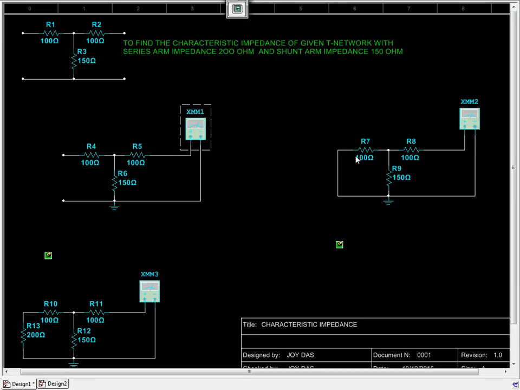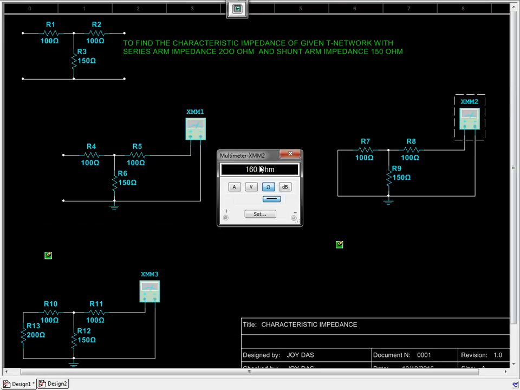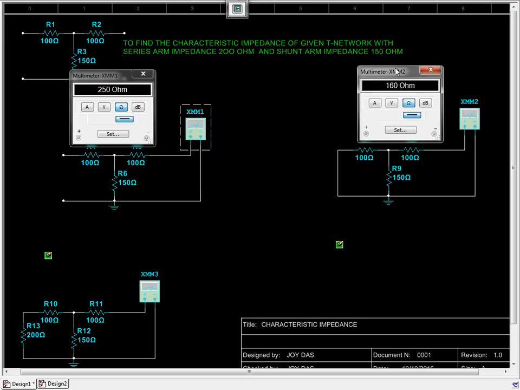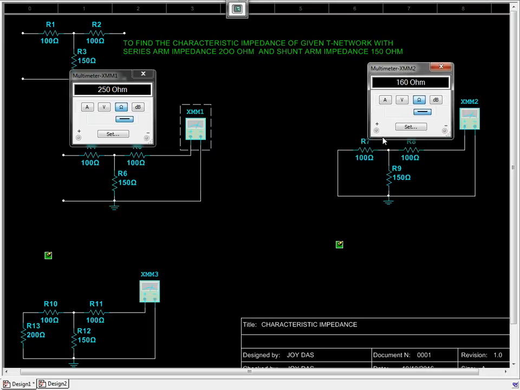Similarly, we have made port 1 shorted and measured the impedance from here. That is 160 ohms. It is 250 and this is 160 ohms. And for finding the characteristic impedance, we need to use the formula Z naught, characteristic impedance Z naught, equals the square root of the multiplication of ZOC into ZSC.